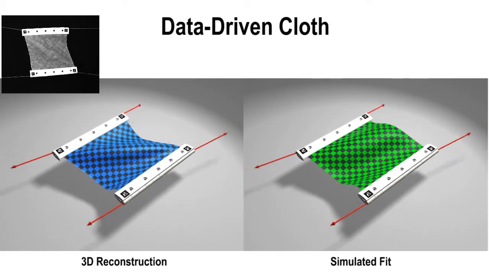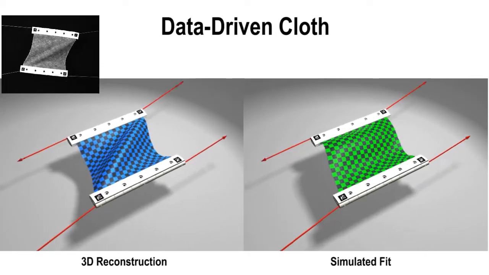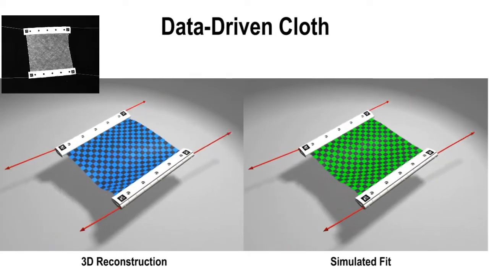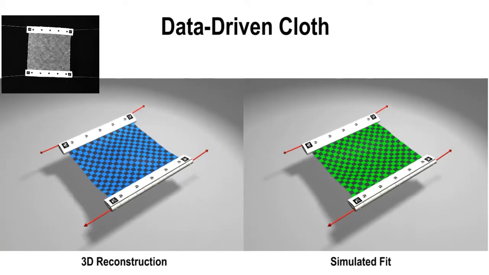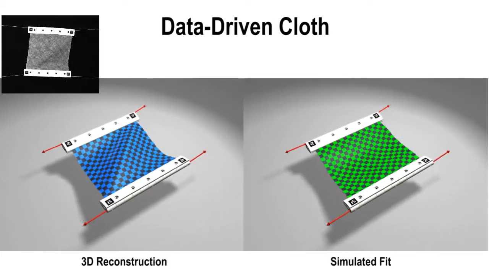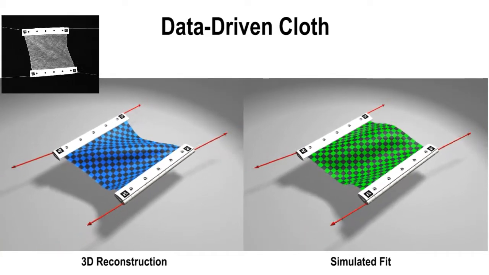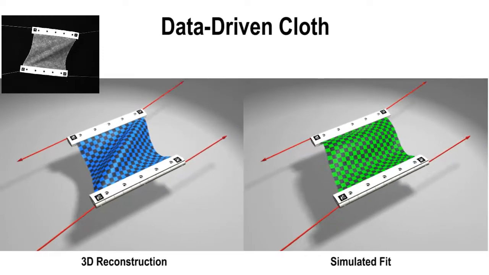In blue, we see the measured result obtained from 3D reconstruction, and on the right, we can see how well the soft constraints cloth model predicts the deformation given the clip positions. This result is achieved through automatic parameter fitting rather than manual tuning.